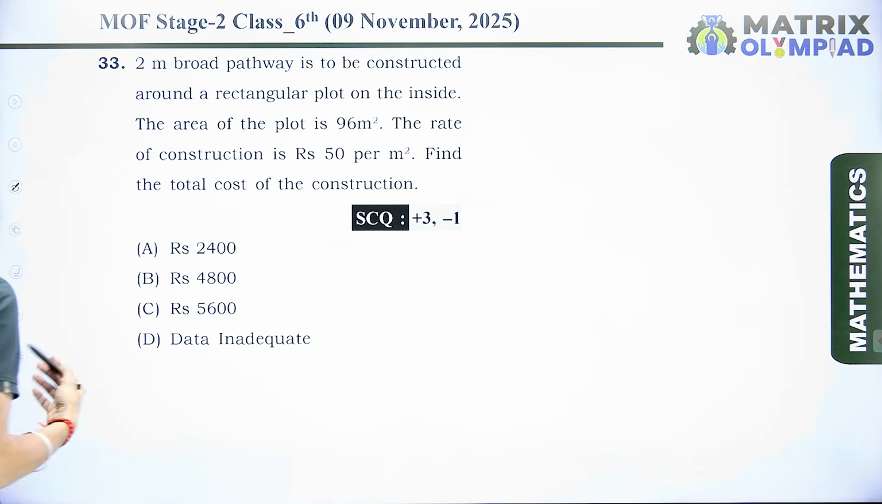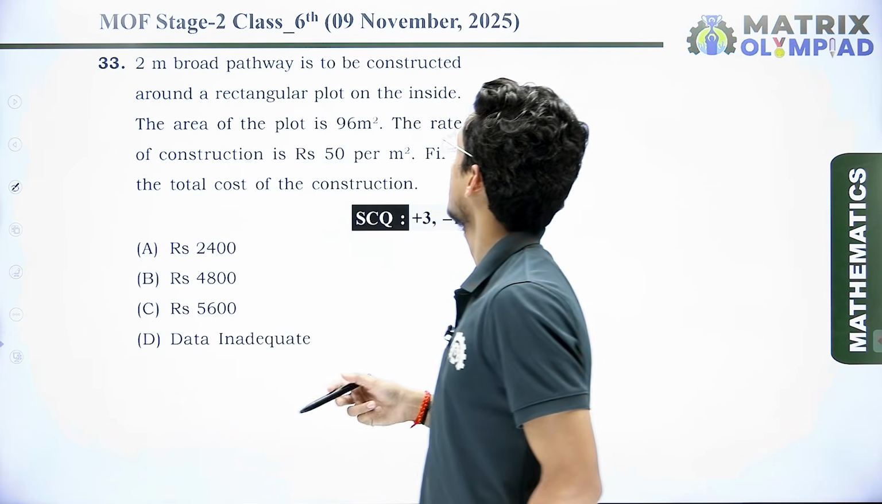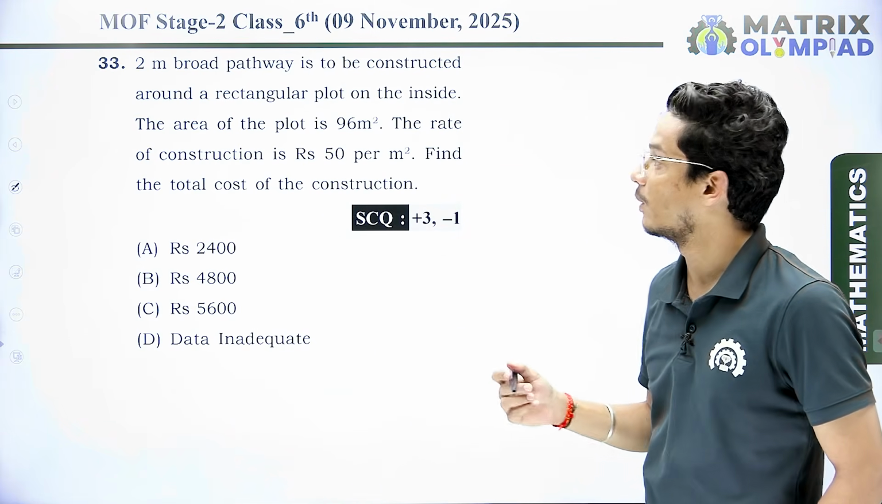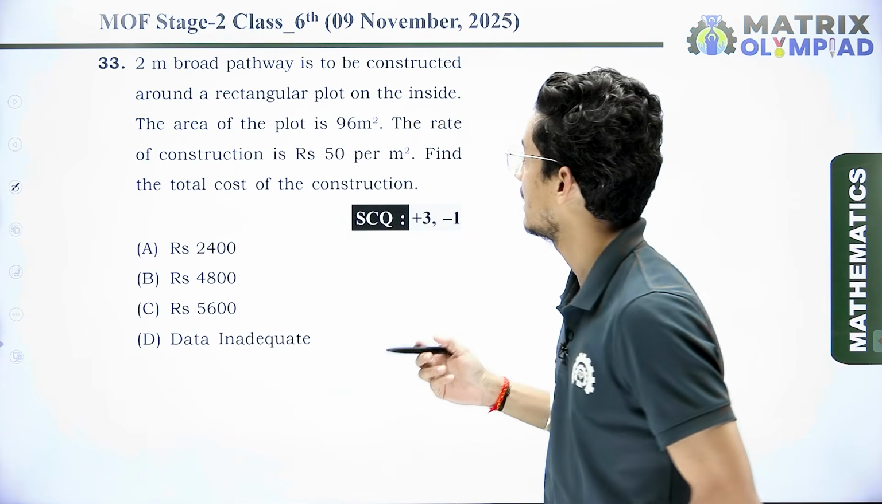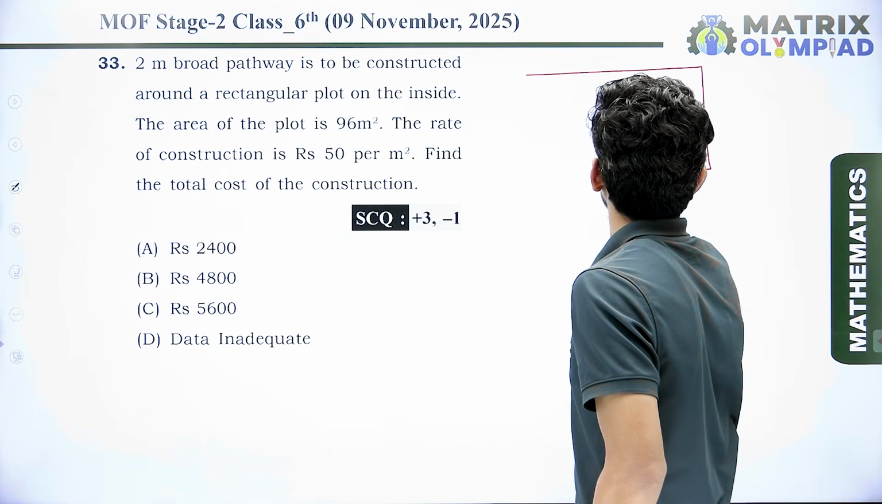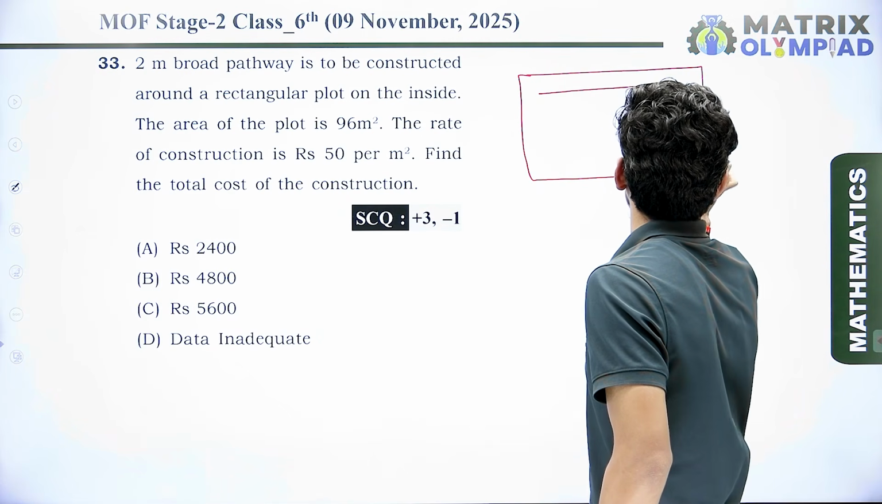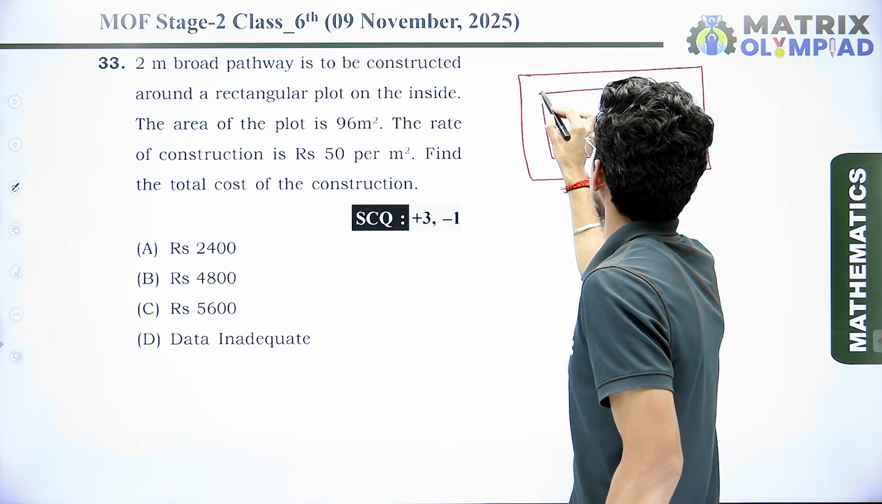So now if I talk about the next question, which is: a 2 meter broad pathway is to be constructed around a rectangular plot on the inside. Okay, here we have a rectangular plot and we construct a 2 meter path inside the plot.